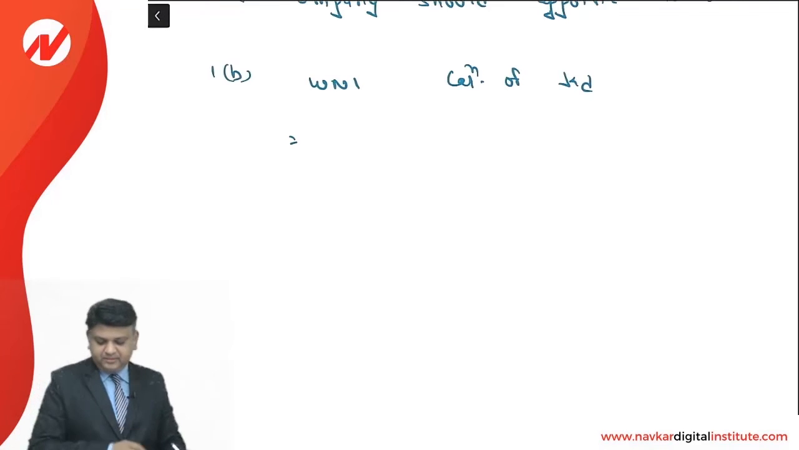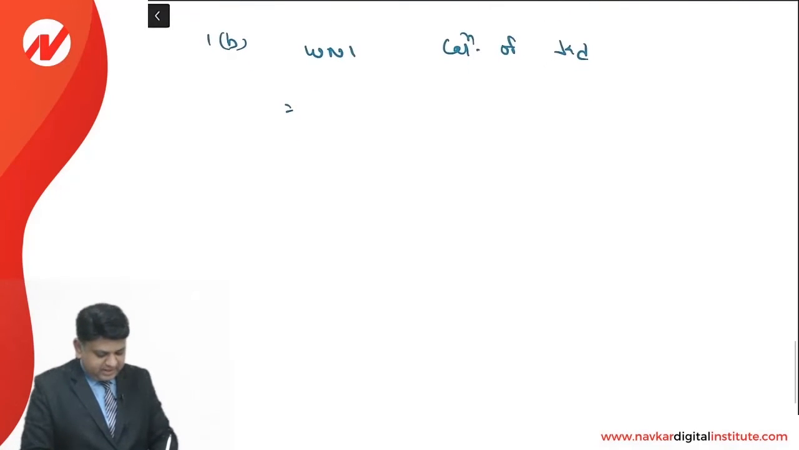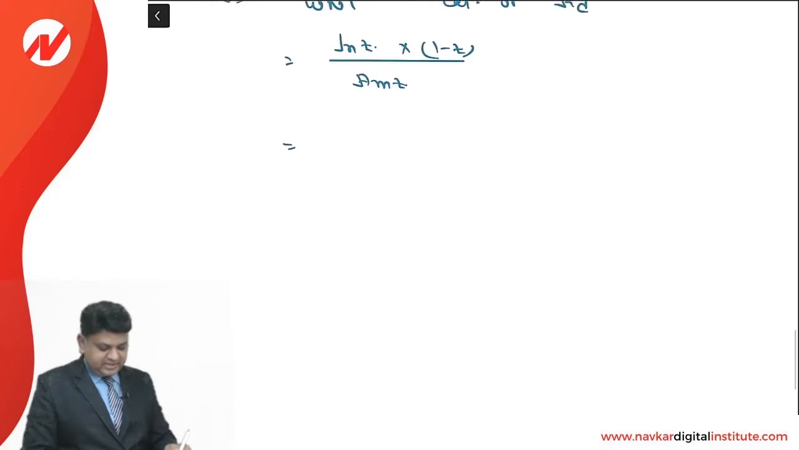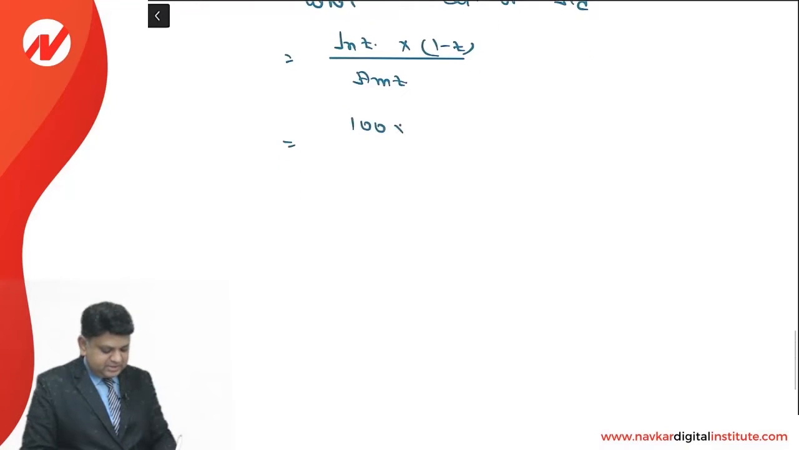It will be calculated by using a very simple formula: interest into 1 minus T divided by amount. Face value is 100 rupees. Rate of interest is 12%. Income tax rate is 30%. Divided by the amount.